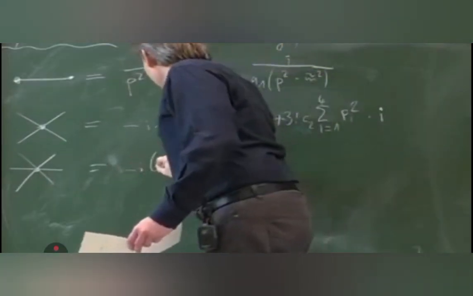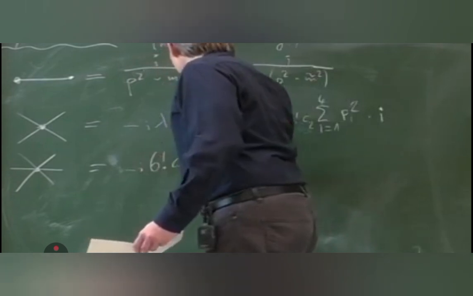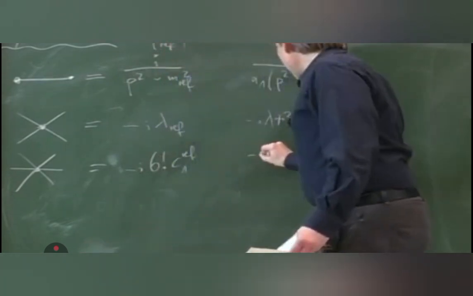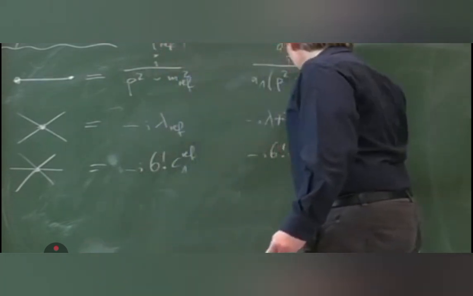Then we have the vertex with 6 external legs. In the first theory, this is simply minus i times 6 factorial C1 reference. In the other case, it is minus i 6 factorial times C1 without an index. That is equally simple.